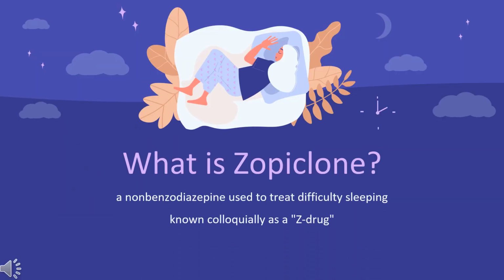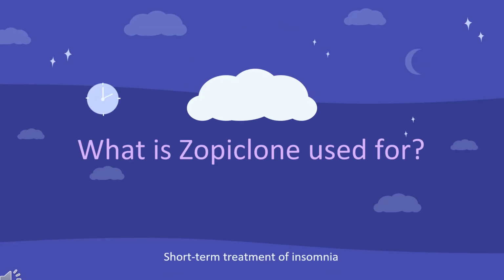What is Zopiclone? Zopiclone, sold under the brand name Imovane among others, is a nonbenzodiazepine used to treat difficulty sleeping. Zopiclone is molecularly distinct from benzodiazepine drugs and is classed as a cyclopyrrolone. Zopiclone is known colloquially as a Z-drug. Other Z-drugs include zolpidem and were initially thought to be less addictive than benzodiazepines.